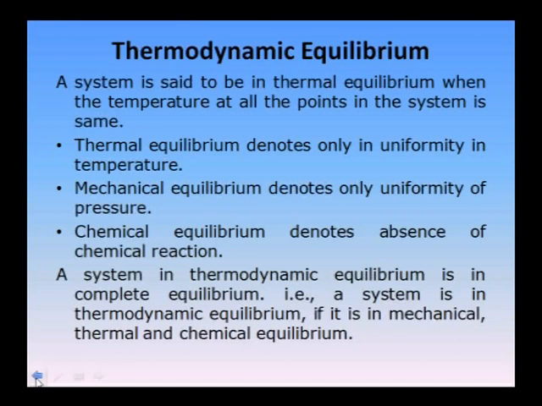A system in thermodynamic equilibrium is in complete equilibrium, that is, a system is in thermodynamic equilibrium if it is in mechanical, thermal and chemical equilibrium. If any system is said to be in thermodynamic equilibrium, it must satisfy the conditions: it should be in thermal equilibrium, mechanical equilibrium and chemical equilibrium. Then the entire system is said to be in thermodynamic equilibrium.